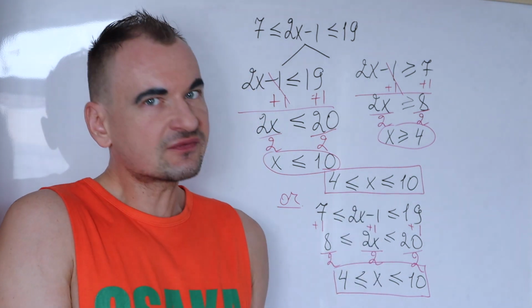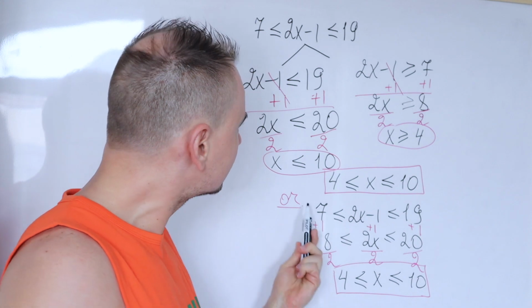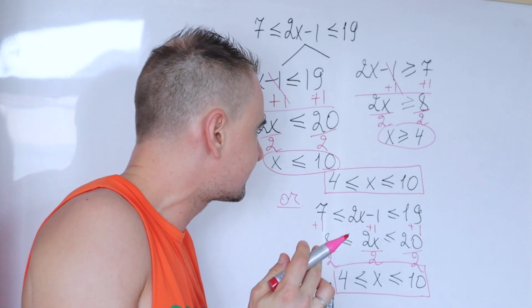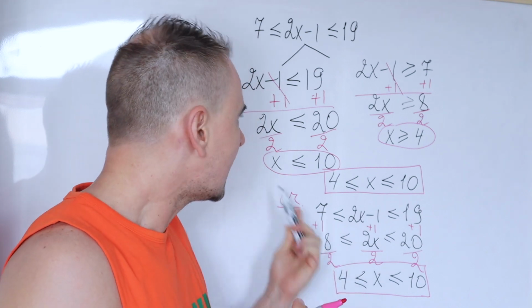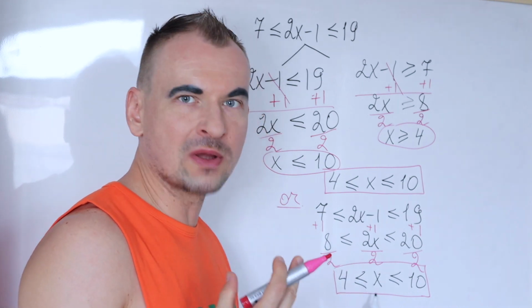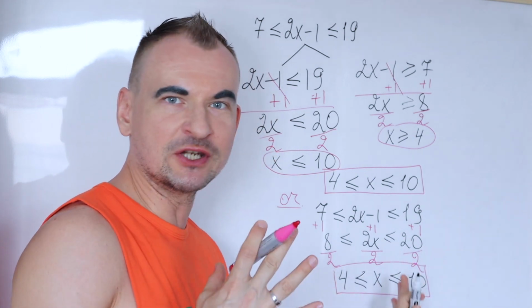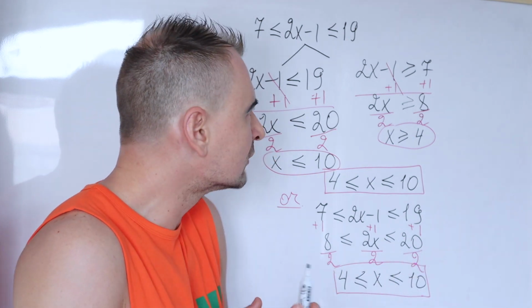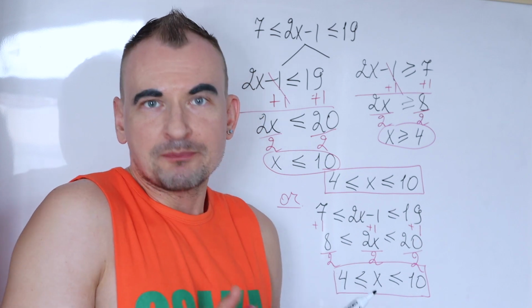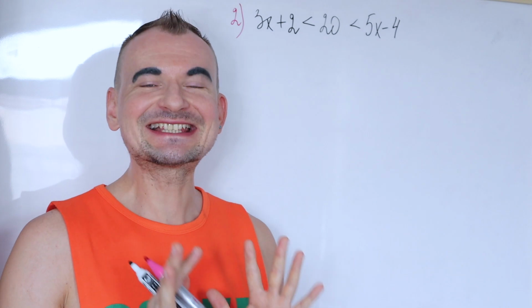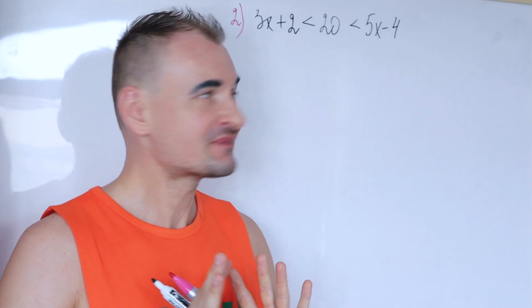So either way is fine, and as you see, this shortcut is literally shorter, and you already got your answer in this double inequality form, this compound form. Pick your choice, take your pick. Alright, let's handle one more.